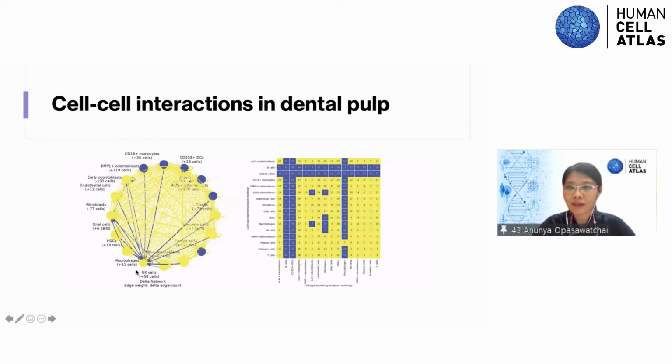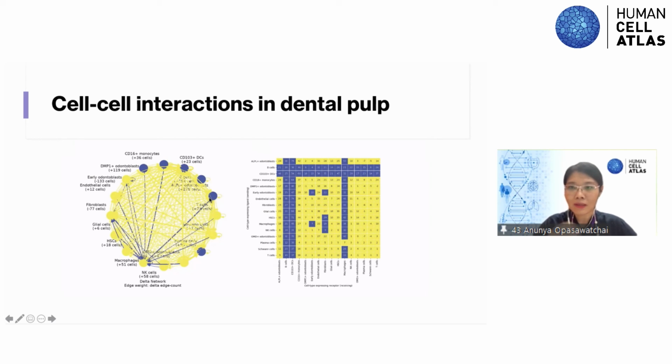So in the later part of our studies, we want to predict the intercellular interactions of the dental pulp by comparing between sound and enamel caries versus deep dental caries, by looking at the expression of the ligand receptors by the software or the package called NicheNet. So this is the interaction network. As you can see here, each node represents each cell type, and the edge represents the possible interactions between the ligand and the receptors.